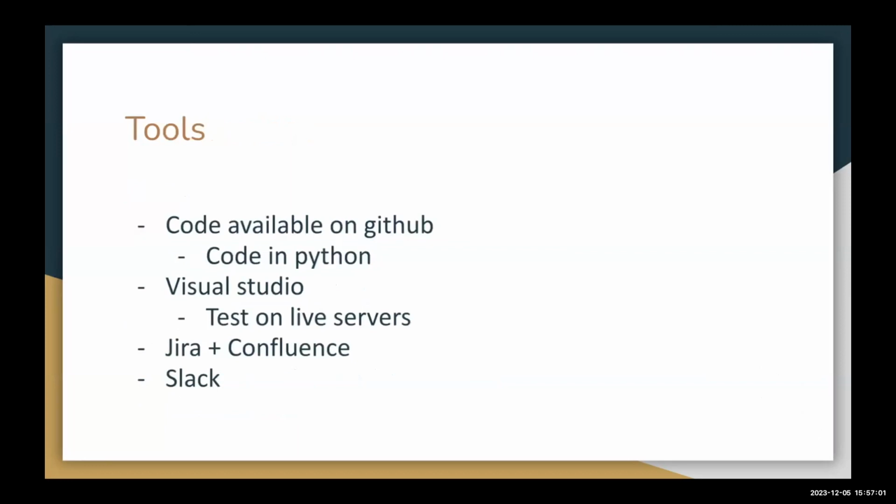Some of the tools I plan on using is just the code, which is available on GitHub, and I plan on coding it in Python, HTML, CSS, whatever's needed for the website, JavaScript potentially, and possibly use Visual Studio to develop this website. I can test this on the local servers that Visual Studio hosts, and then later on publish it. For communications and documentation, I would use Jira and Confluence, and for communication with other team members, possibly Slack. And yeah, that's about it.